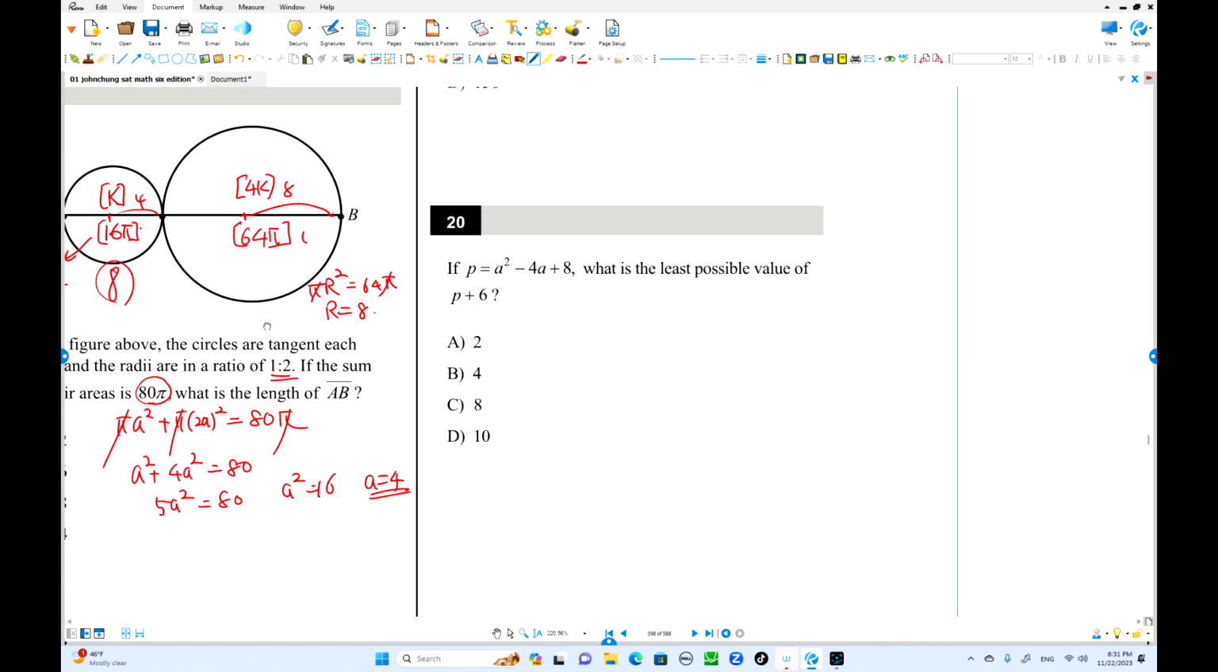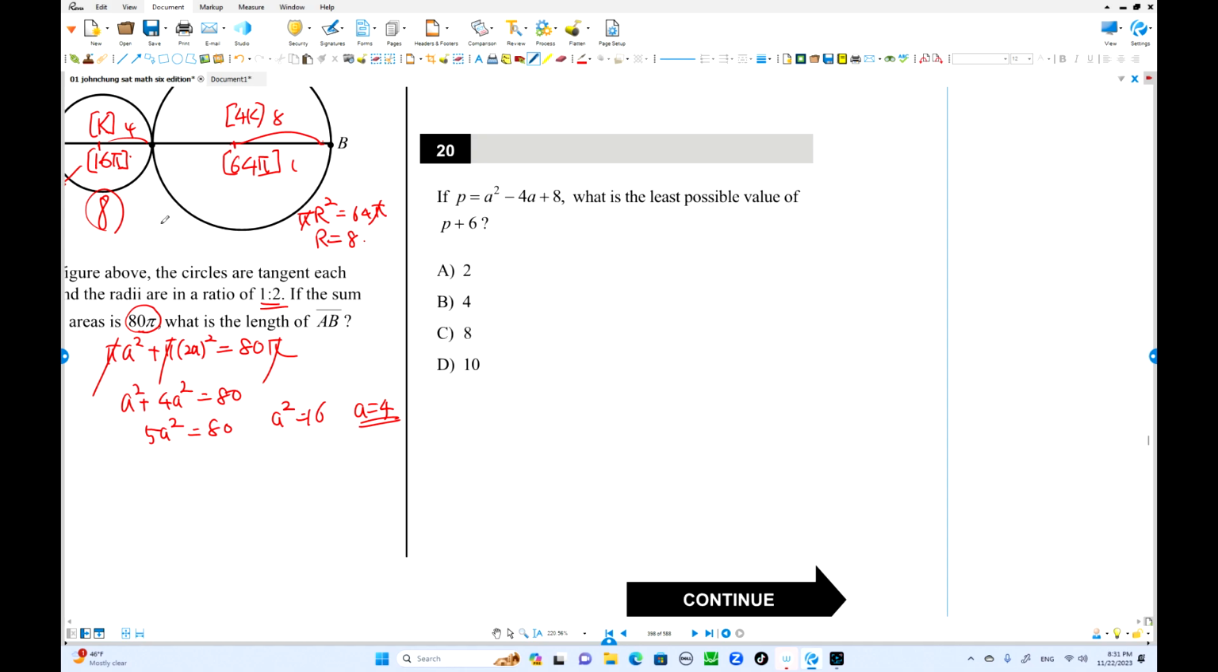All right, this is number 20. What is the least possible value of P plus 6? We're going to find P plus 6. P plus 6 is a squared minus 4a plus 8. Add another 6, what is it? 14. This is the value of P plus 6. This is the graph over here. That is the minimum there, okay? You can use vertex form, or you can use the axis of symmetry and find the value of y. Vertex form is better.